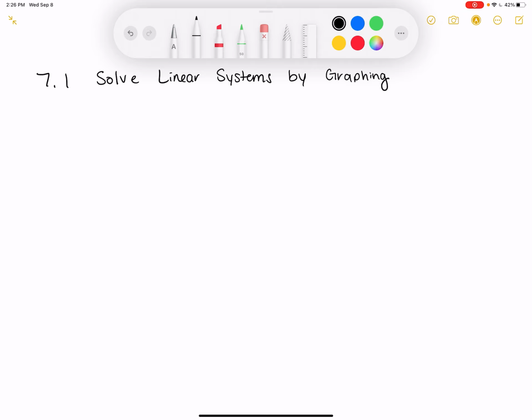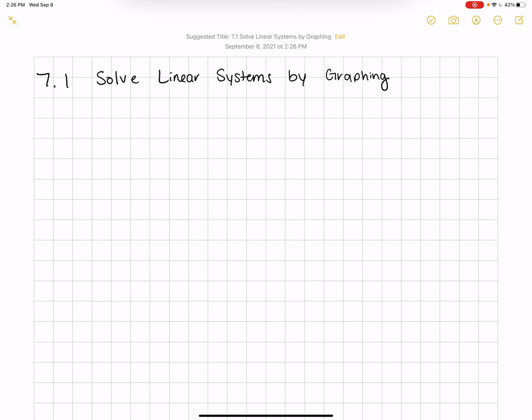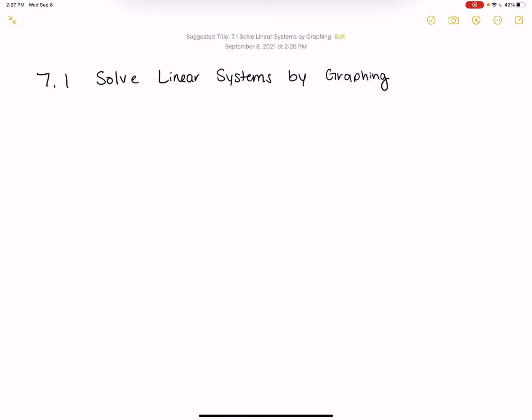Okay, this might be one section where you end up wanting some graph paper. It just makes things a little easier, but if you don't have it, that's completely fine. I thought at one point that I could add lines, but I can't. That's exciting. Okay. I'm gonna get rid of them for the moment, and then I'll put them back when we need them.